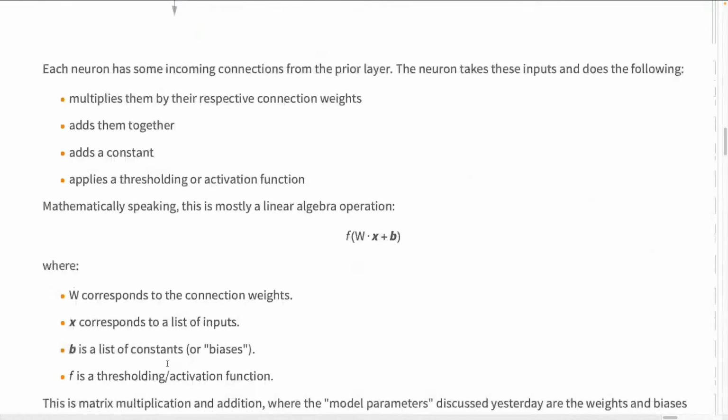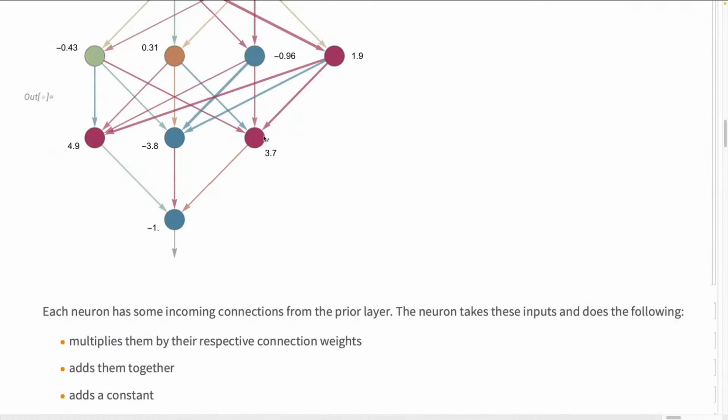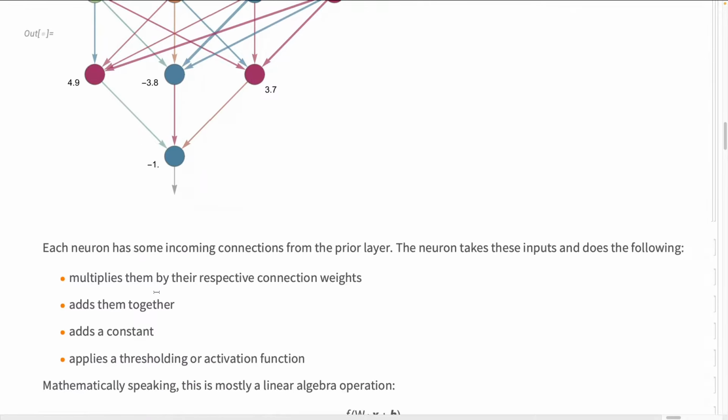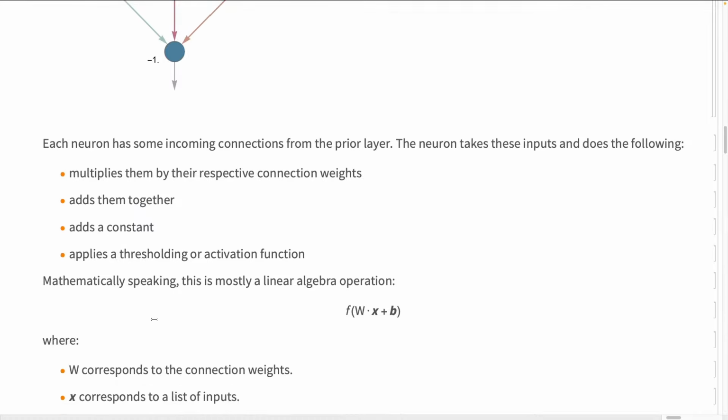So the idea here with the mathematical operation of the network is that each neuron gets some inputs from the prior layer. So again, if we go here, we can see that this one is getting inputs from all these ones from the prior layer. So what the neuron has to do is it multiplies each input by the connection weight, how strongly it's connected. Then it just adds them together. It adds a constant called a bias, and then it applies a thresholding or activation function.